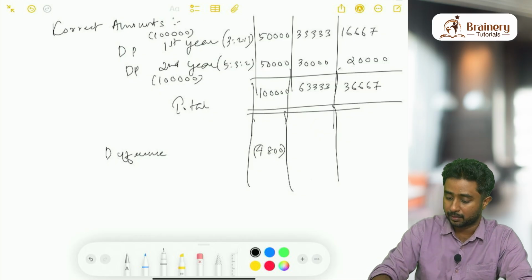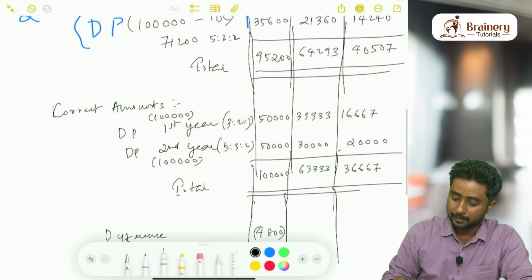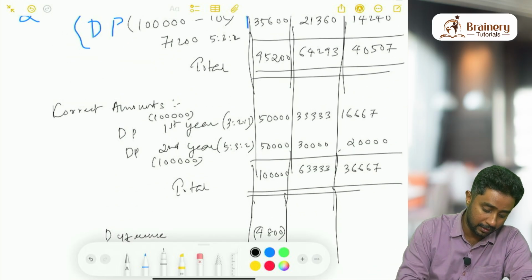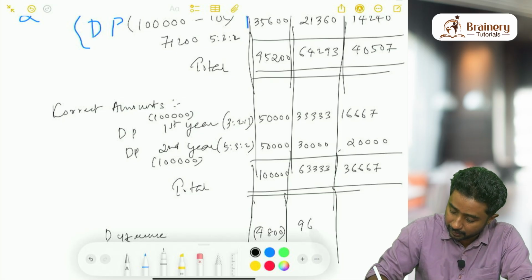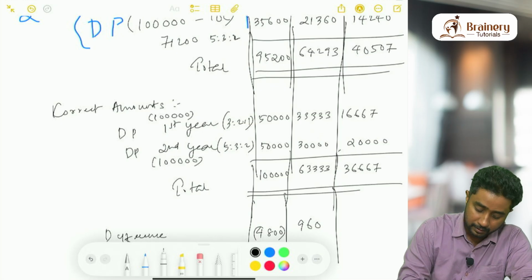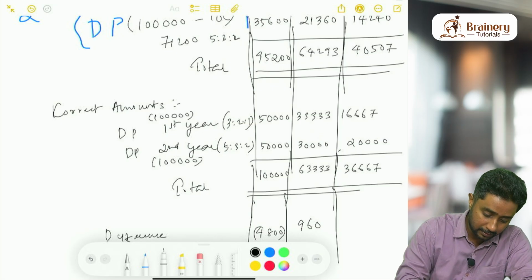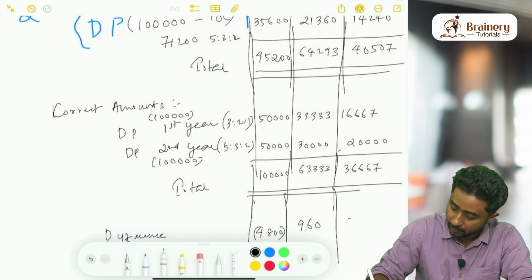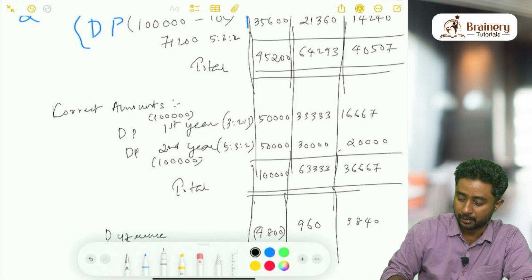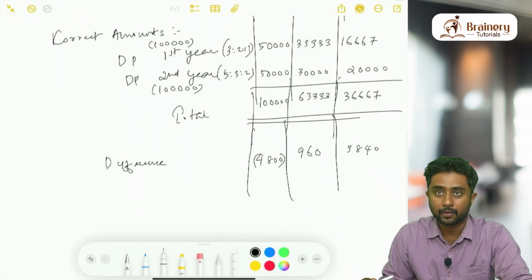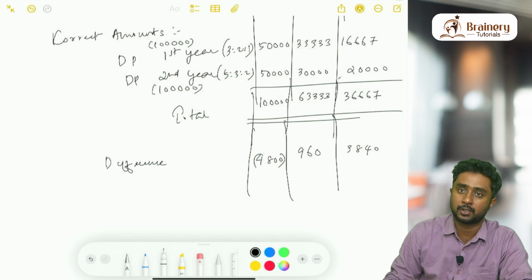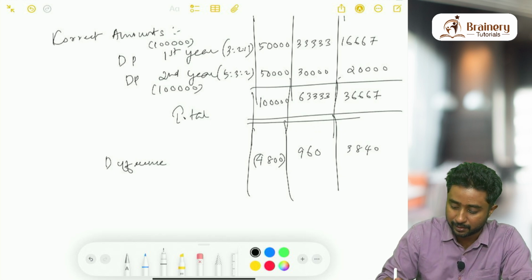We will discuss what is the meaning of negative and all. And again 64,293 minus 63,333, positive 960 you will be getting. Similarly 40,507 minus 36,667, 3,840 will be there. Okay, these values you will get. This is also positive. Meaning of this difference is like this.